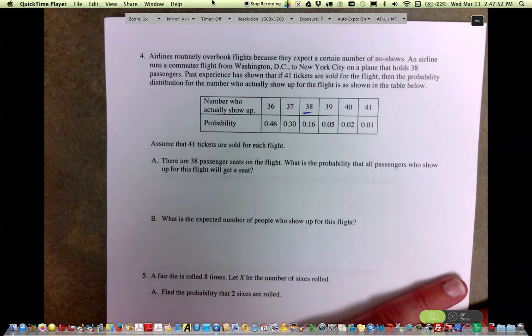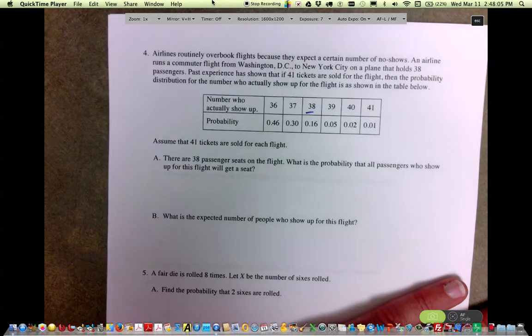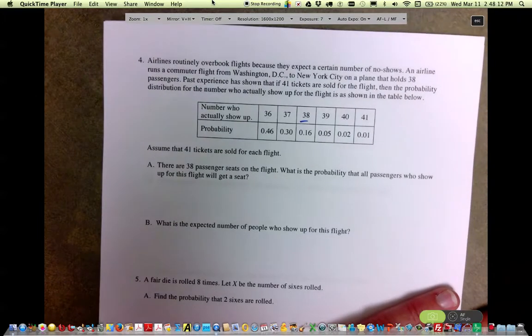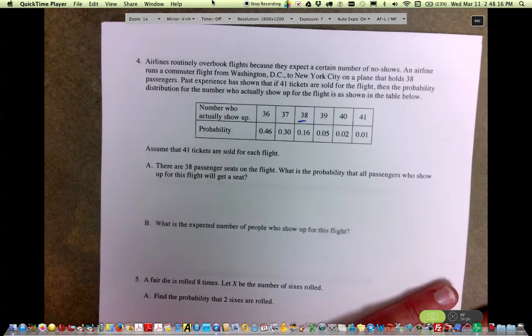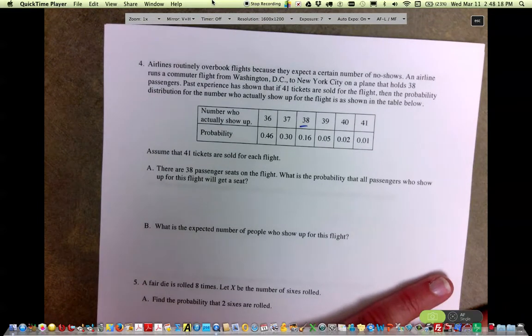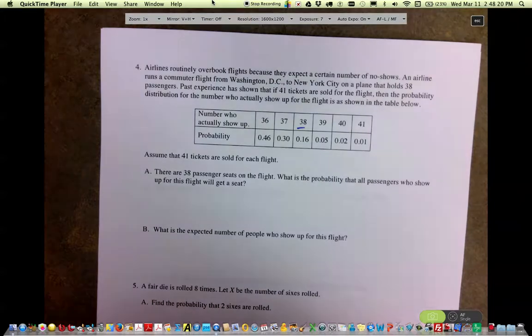So what the airlines bank on is that some people are not going to show up, but there will be some extra people who are able to take that flight. That's the idea of this problem. Airlines routinely overbook flights when they expect a certain number of no-shows. An airline runs a commuter flight from Washington to New York on a plane that holds 38 passengers. Past experience shows that if 41 tickets are sold, then the probability distribution of the number who actually show up for the flight is as shown in the table.